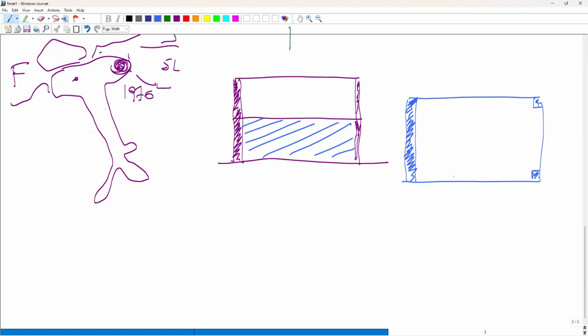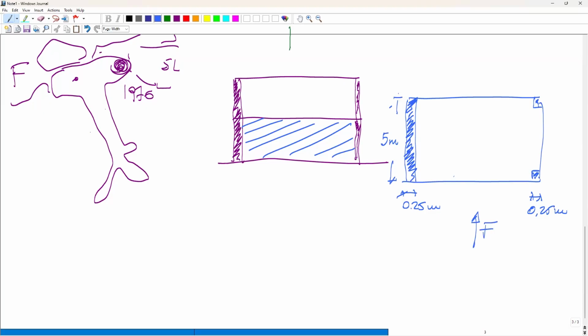So let's try to make a very simple calculation. Let's say that this is 5 meters. And this is 0.25 meters, 25 centimeters. And let's say that these columns are 0.25 meters square. Okay? Earthquake force here, F. Where is the center of stiffness of this system?